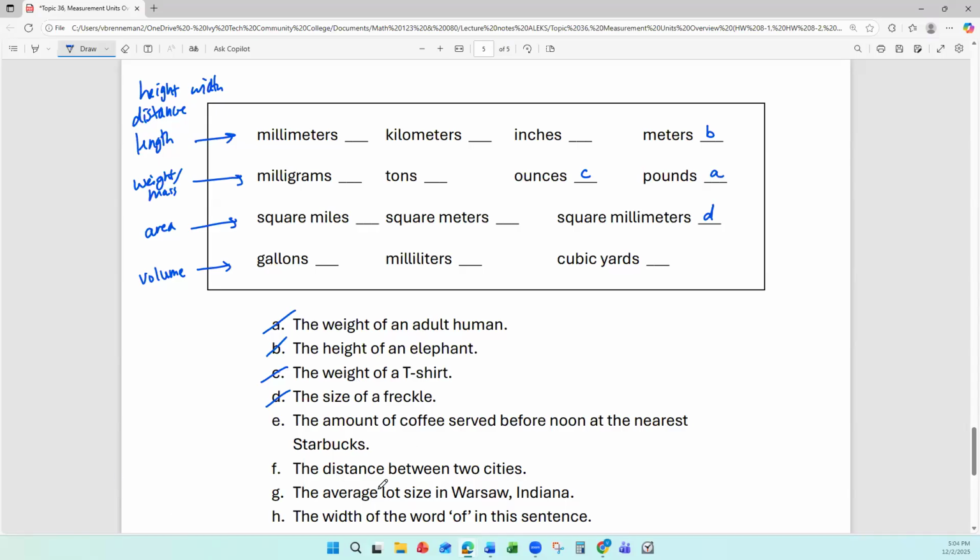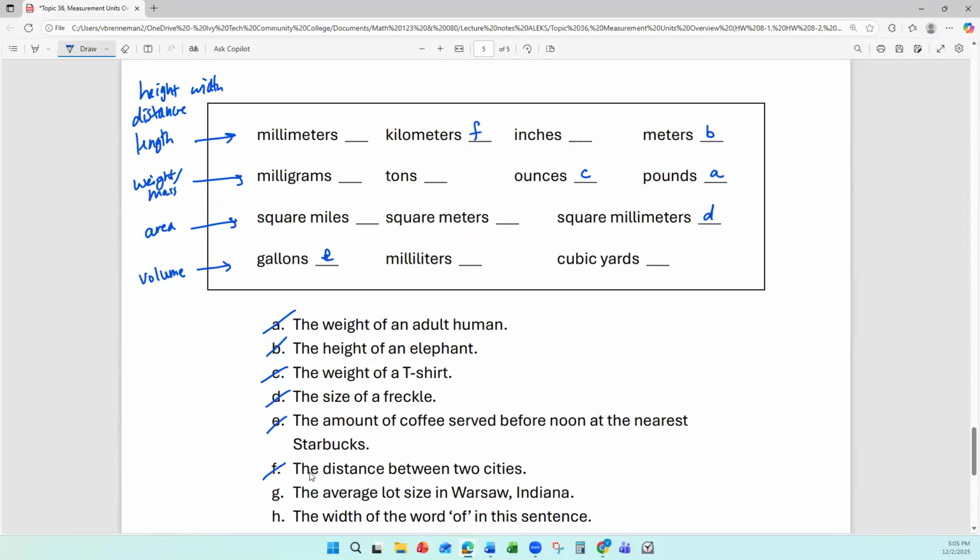All right, the amount of coffee served before noon at the nearest Starbucks, that would be a volume, and it would be measured in gallons. Then the distance between two cities, so a distance, we would think miles most likely, but without miles, kilometers is the metric equivalent of that.